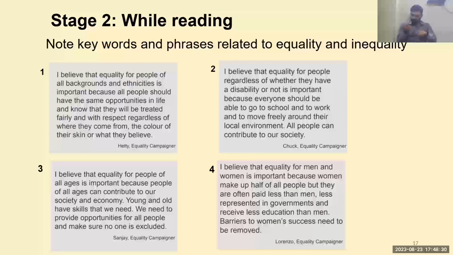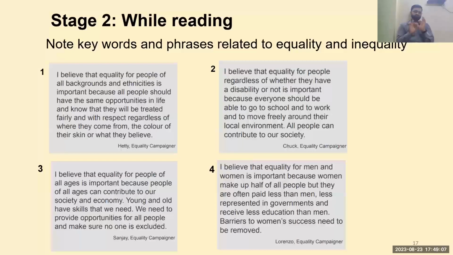Opportunities, ethnicities, barriers, equal opportunity, disability. Ethnicities, background, opportunities. Yes. So we have things like getting the same opportunities in life, regardless of color, regardless of disability. No one is excluded. Yes, I can see all those, gender bias, gender equality. Very good. I think you've picked up all the key words here.